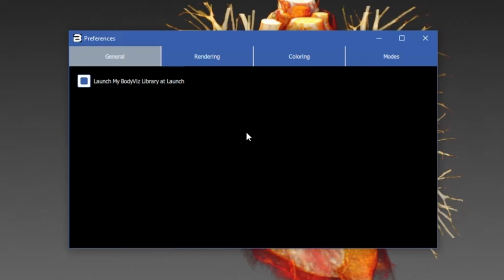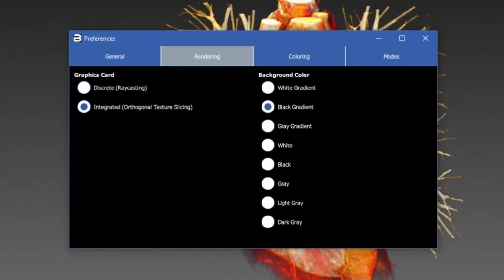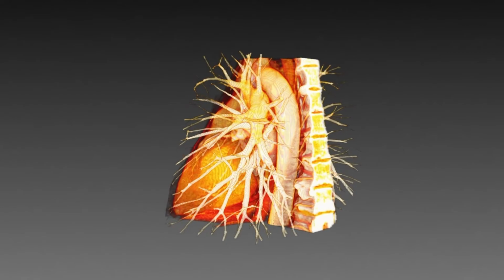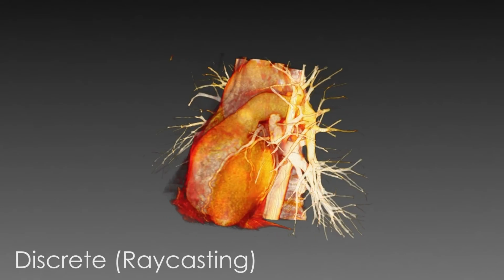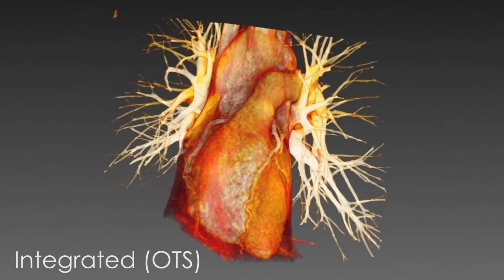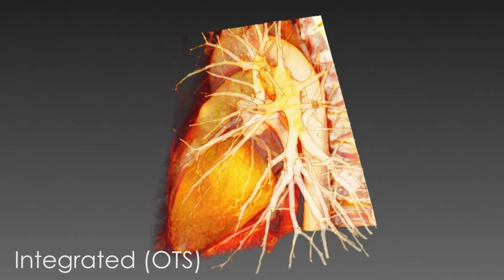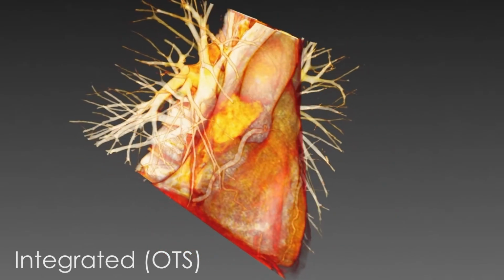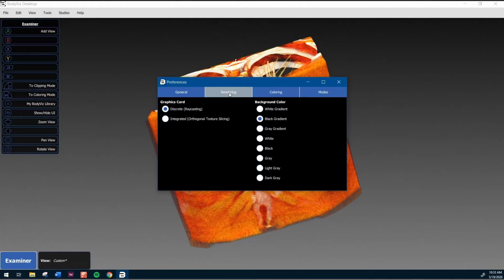The Rendering tab contains 2 categories: the type of rendering method used in BodyViz and the available background colors. The rendering methods used in BodyViz are discrete, or raycasting, and integrated, which is orthogonal texture slicing, or OTS. These are simply different ways that BodyViz puts together a 3D volume of real patient data. By default, BodyViz chooses to render using the integrated method. You may switch between the two and see which you prefer.